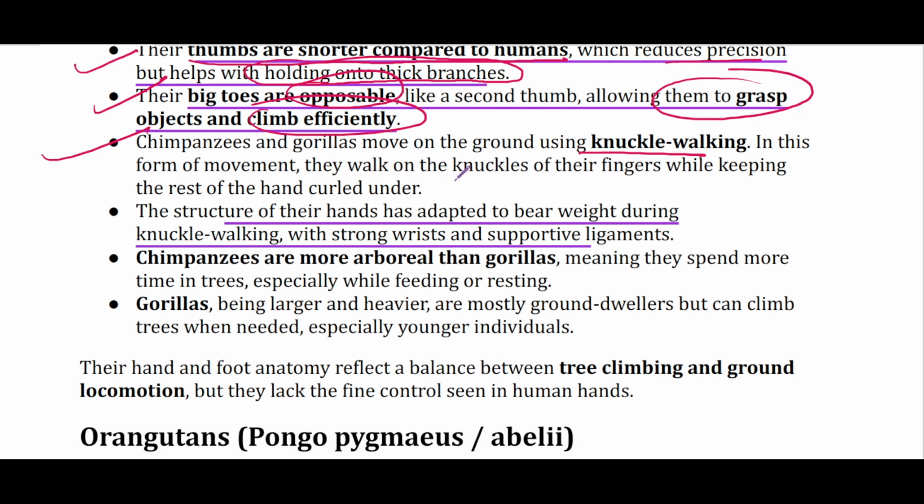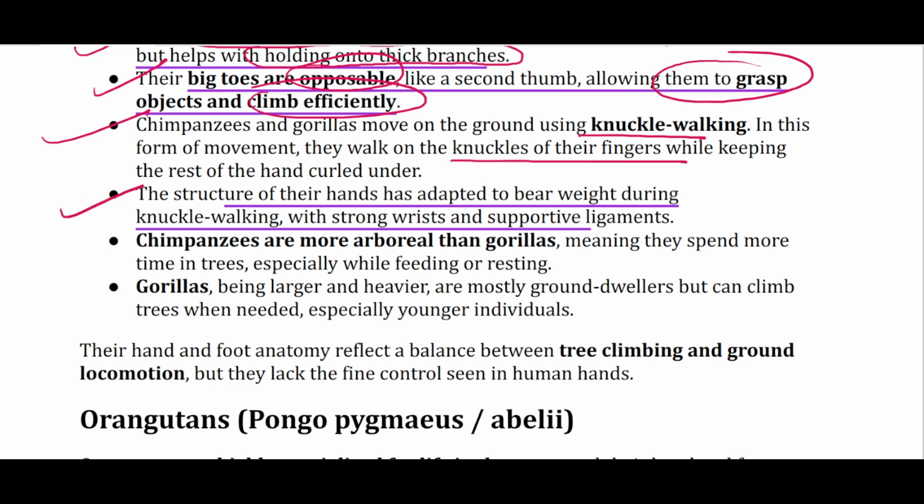And both of them perform knuckle walking. So उसके लिए the knuckles of the fingers are strong, and the structure of their hands has adapted to bear weight, to tolerate weight during knuckle walking. They have strong wrists and supportive ligaments. उनके जो forearms हैं, and the hand structure, it is quite strong.